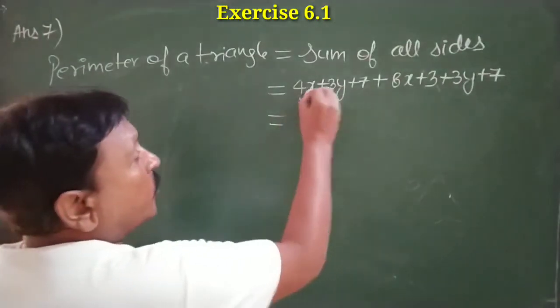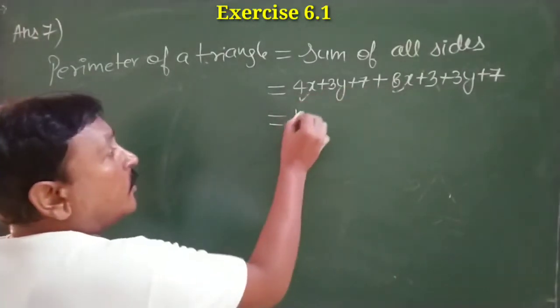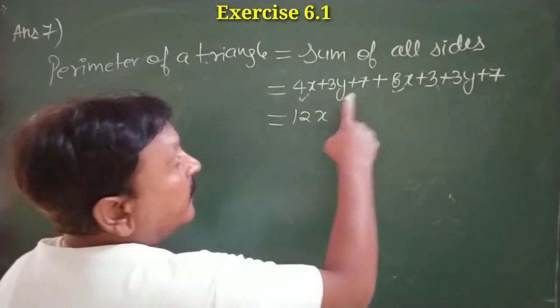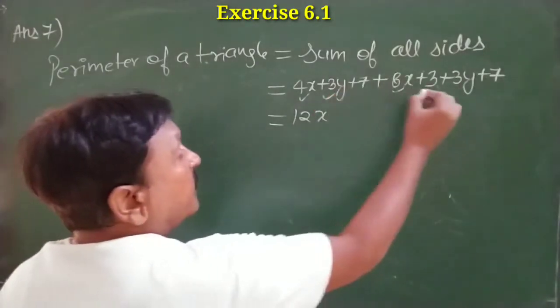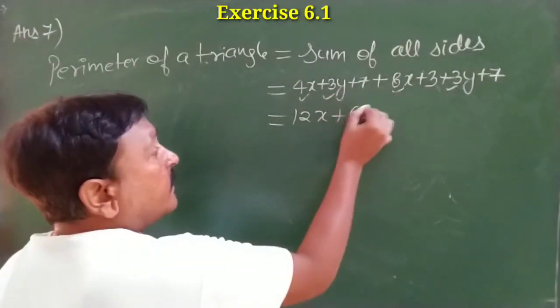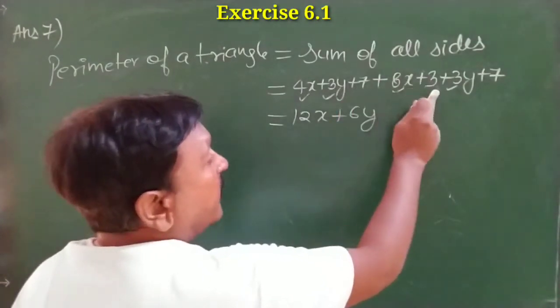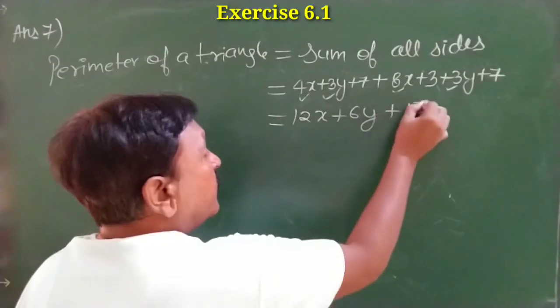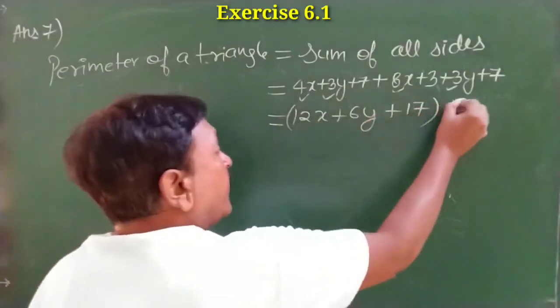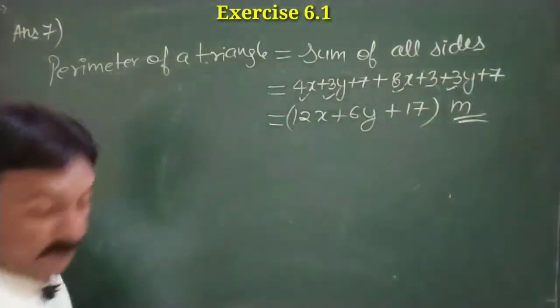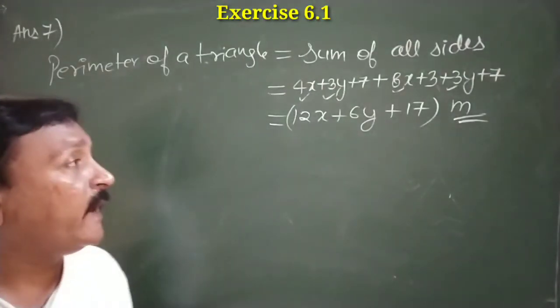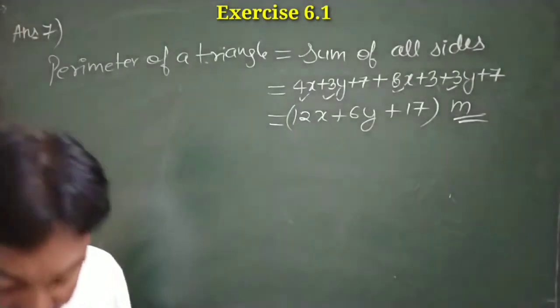x will get solved with x: 8 plus 4, 12x. y will get solved with y: 3 plus 3, 6y. Numbers get solved with numbers: 7 plus 3, 10; 10 plus 7, 17. And we have to give the answer in meter, because the sides are given in the SI unit of meter. Okay, so this is our needed answer.